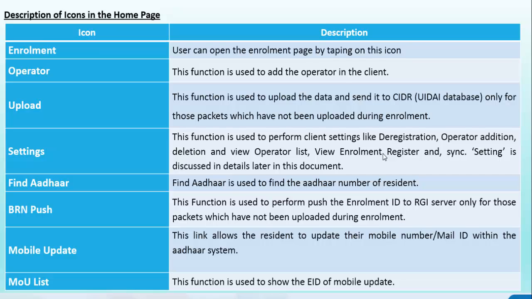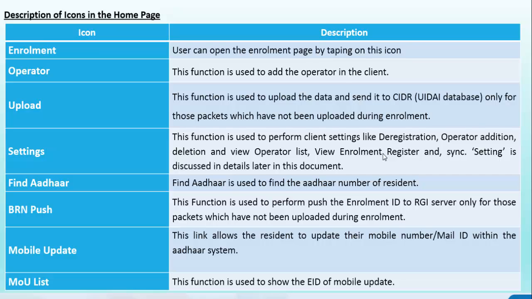In the same way, if you are doing RGA based enrollments with a BRN number or RGA number, and any packets are pending, then we can use this BRN push option to send the packets to the CIDR and, in a similar way, to the RGA server. Then mobile update. This option is used to update the mobile number and mail ID of the residents. It can be done for residents above 5 years also.